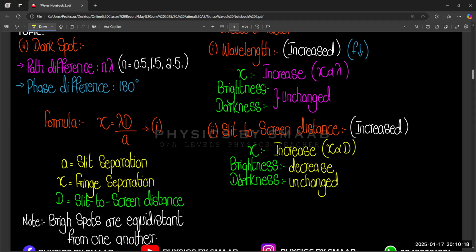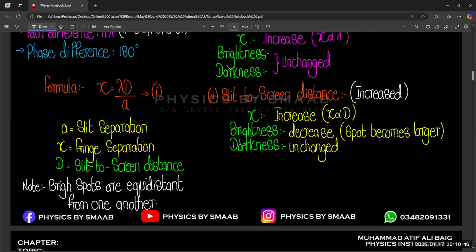And one more reason that brightness decreases is because light is spread out on the screen and the spot becomes larger. Right? Any confusion in these two factors? No. Okay. Third factor.